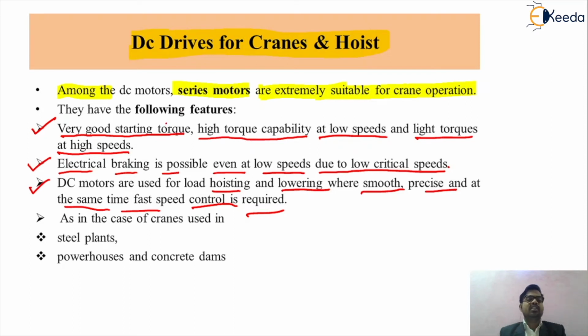And obviously the DC series motor uses different electrical braking systems, and because of that we get better acceleration as well as retardation. So that's why we are preferring the DC series motor for a particular application.